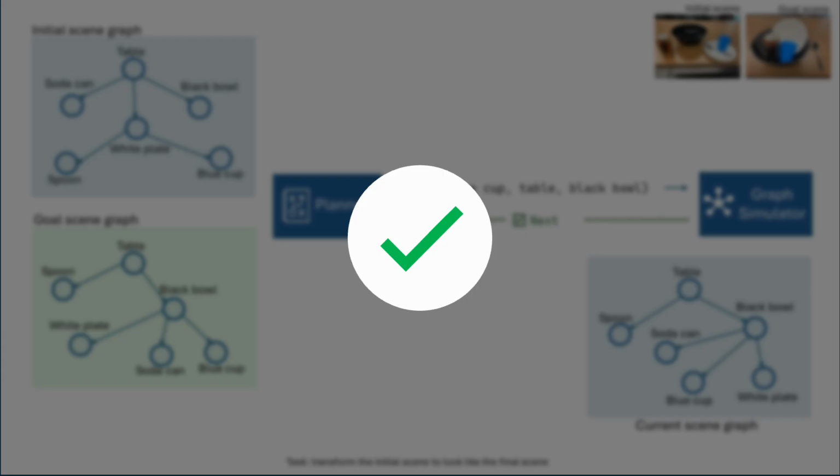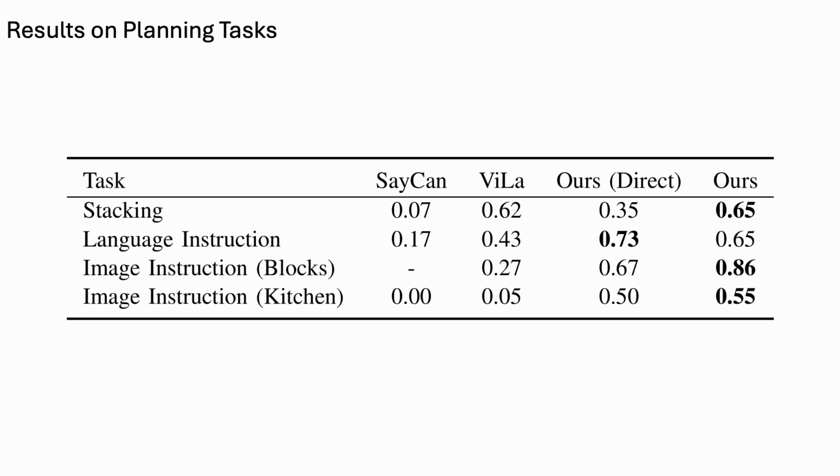The plan is correct since the current and goal scene graphs match. We compare to prior works and show that Verigraph significantly outperforms them.